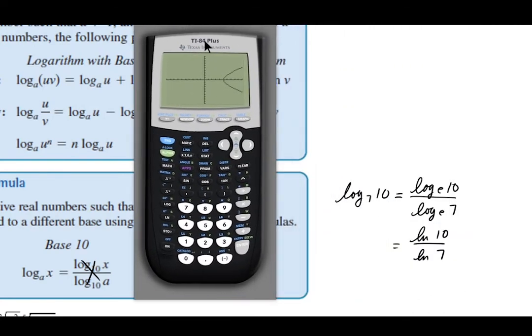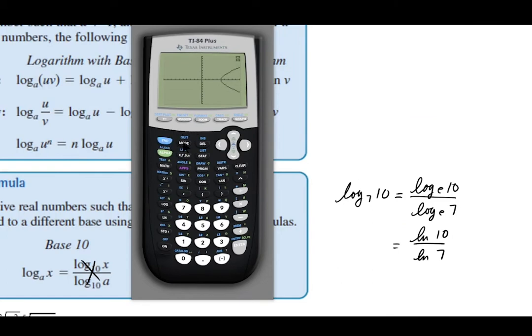Okay, this is my TI-84. See, there are only 2 log buttons, ln and common log. There is a function that you can actually enter this, but this is so much better way. So we press ln 10 divided by ln 7. And this thing is 1.1833-ish.